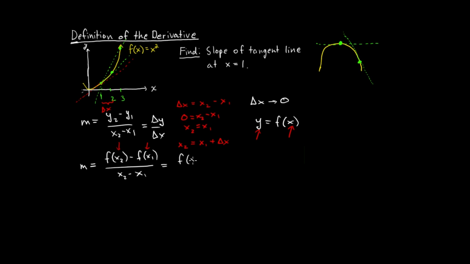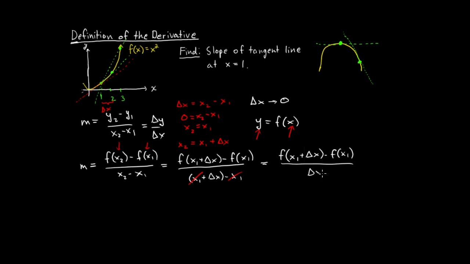So we have f of x1 plus delta x minus f of x1 all over the quantity x1 plus delta x minus x1. Now you should see again immediately that this x1 and this x1 cancel, and we're left with the simplified version of the slope between 2 points, f of x1 plus delta x minus f of x1 all over delta x. Now what we said earlier is this. We wanted delta x to approach 0.